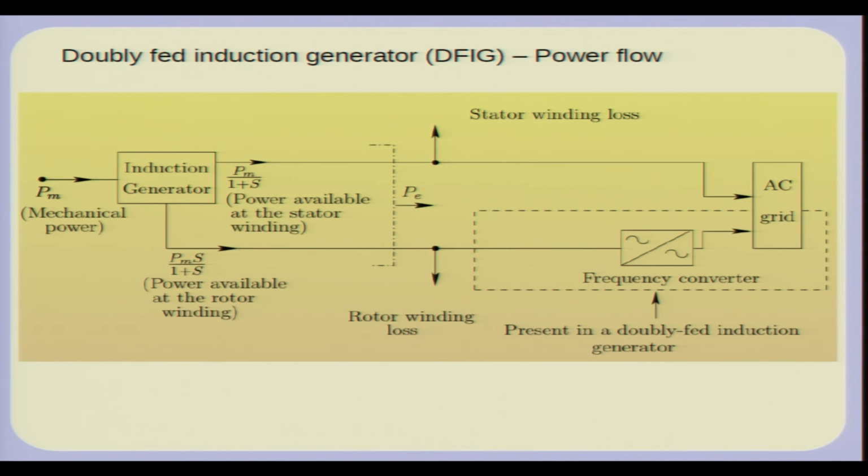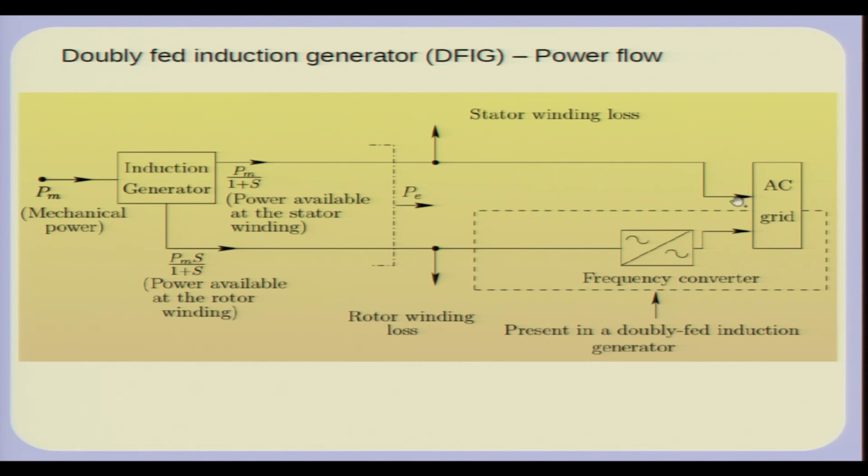Okay. Now, if you look at the power flow, let us assume that there is no frequency converter here. So, in that case you just have, let us say, a squirrel cage machine. If there is no frequency converter, and if you have a certain mechanical power input Pm to the generator, then Pm upon 1 plus S flows into the AC grid.